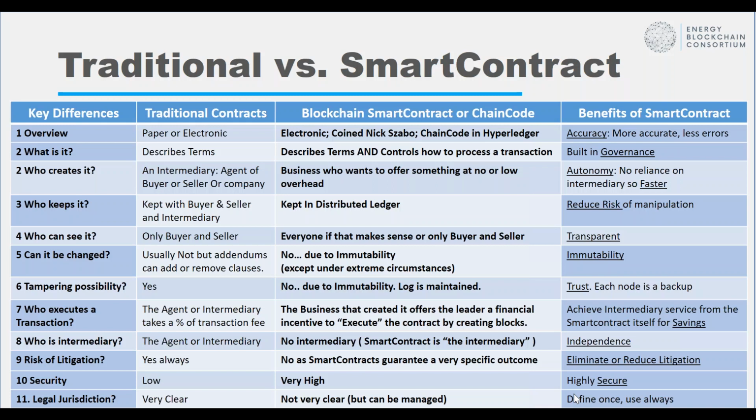Now go look into the right side of the slide. Benefits of smart contract. You get accuracy. You get built-in governance. You get the autonomy. You have reduced risk. You have transparency, immutability, trust. These are all the benefits you get from a smart contract, which was not possible with a traditional contract. So therefore, it's a very highly desirable instrument that has gotten so much press and publicity that this is one reason why we are talking about blockchain and why blockchain has such a phenomenon.